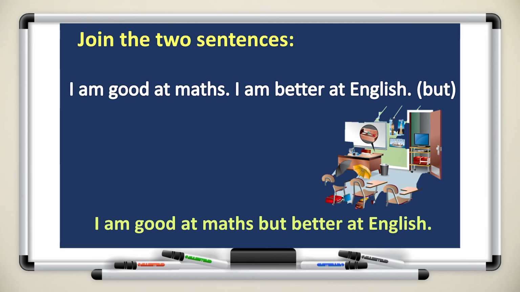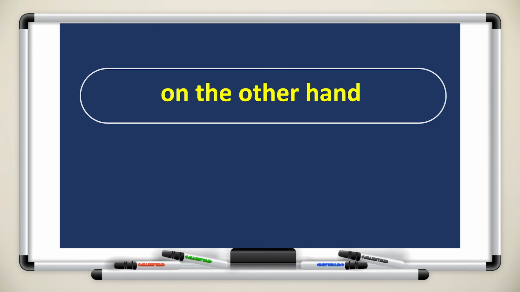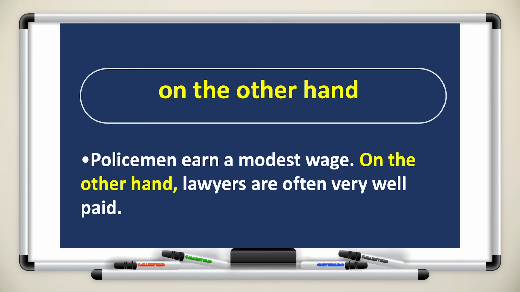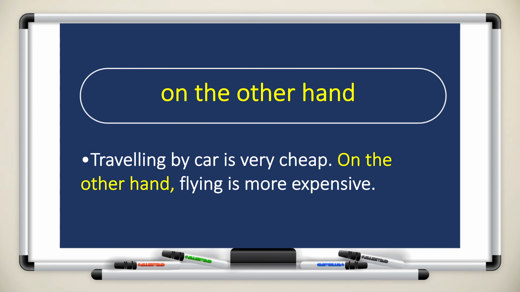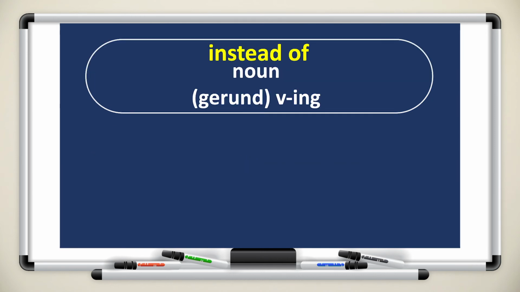Excellent. We can also have here, on the other hand. Look at it. Policemen earn a modest wage. On the other hand, lawyers are often very well paid. So we're comparing two different jobs and how much they're paid. One is a modest wage, one is very well paid. Let's see you apply it here. Traveling by car is very cheap. On the other hand, flying is more expensive. Again, we're comparing prices.